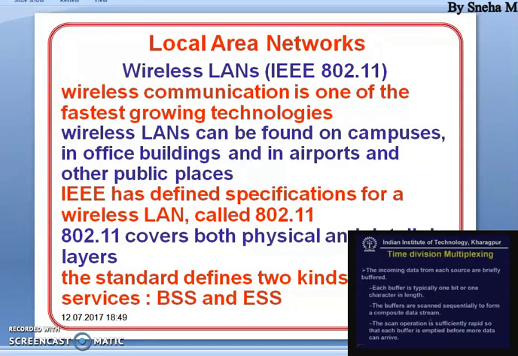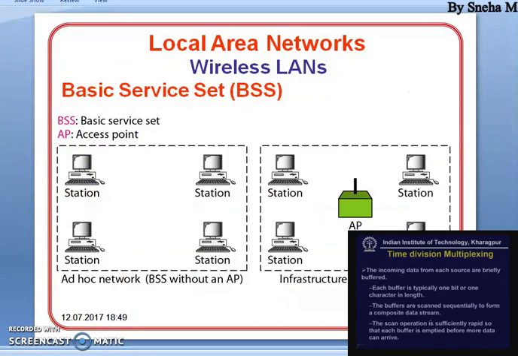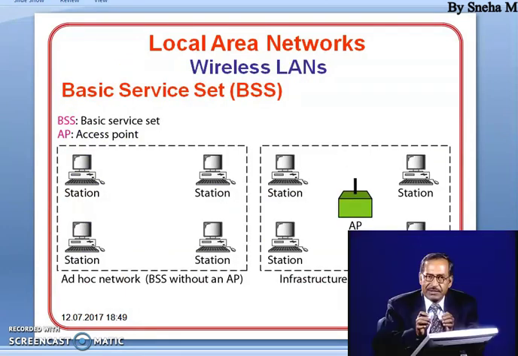So here we are going to study mainly the IEEE 802.11 protocol stack and how it works. So 802.11 covers both the physical and the data link layers. The standard defines two kinds of services, BSS and ESS. BSS is nothing but basic service set. ESS is extended service set. IEEE 802.11 defines basic service set as the building block for wireless LANs.